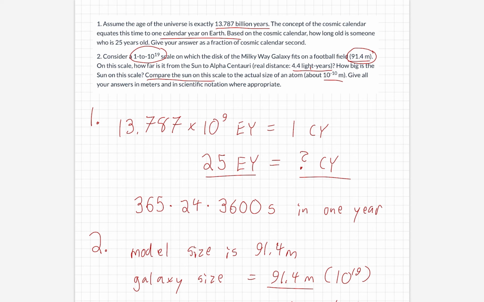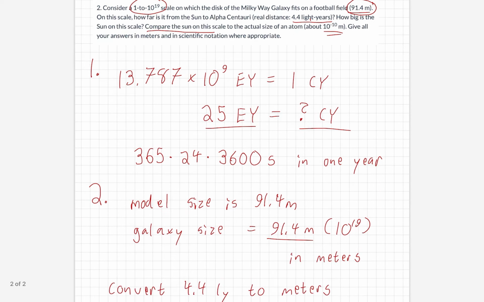And that will be a very small distance, because I'm asking you to compare it to the size of an atom. So in other words, if we had a scale model of the entire galaxy that was football field large, the actual individual stars would be incredibly small, because there are so many stars in this galaxy. And that's what you're going to find, that actual scaled distance.